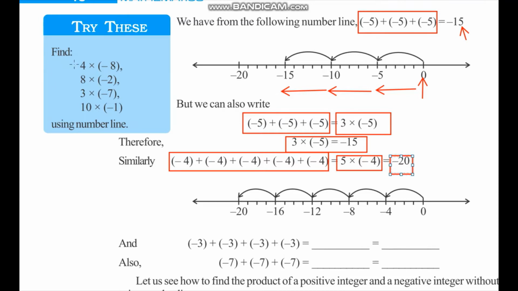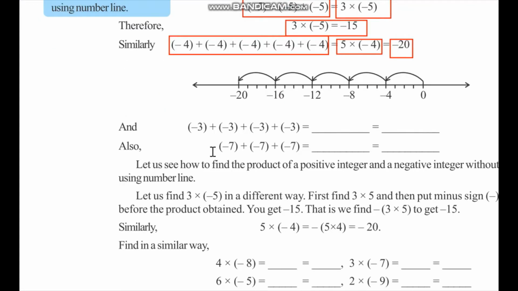We have these examples for us to solve. So we have 4 times minus 8. The answer to this is minus 32. So we have just learned that multiplication of a positive and negative integer can be looked at as the repeated addition of the negative integer. So how many times do we need to repeat it? We need to repeat it 4 times. So this is nothing but minus 32. Similarly, you need to solve these 3 examples. I will leave these 3 to you.